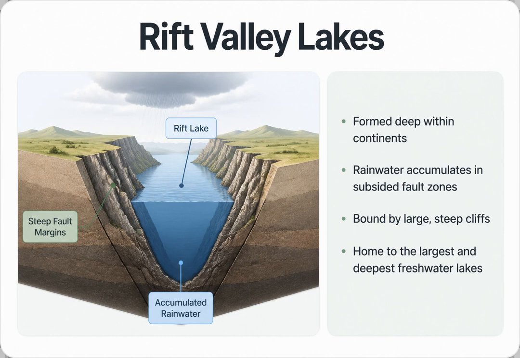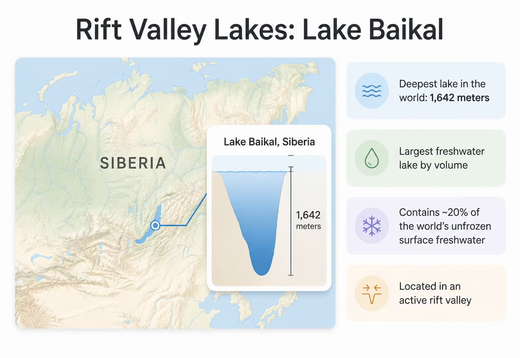As the land subsides along the fault lines within the rift zone, a deep basin is formed. Over time, rainwater accumulates in these depressions. Because they are created by tectonic faulting, rift lakes are typically bounded by large, steep cliffs along their margins. It is no coincidence that the largest and deepest freshwater lakes on Earth are mostly rift lakes, born from this exact tectonic process.